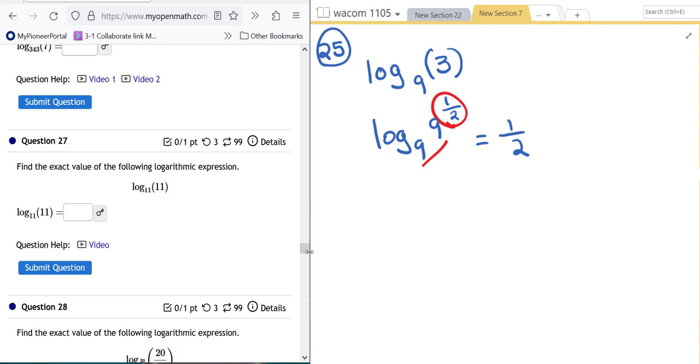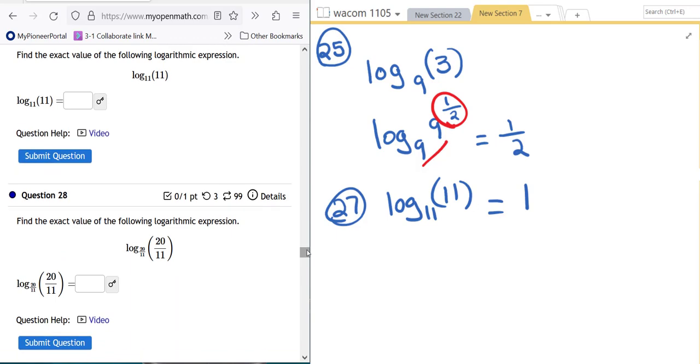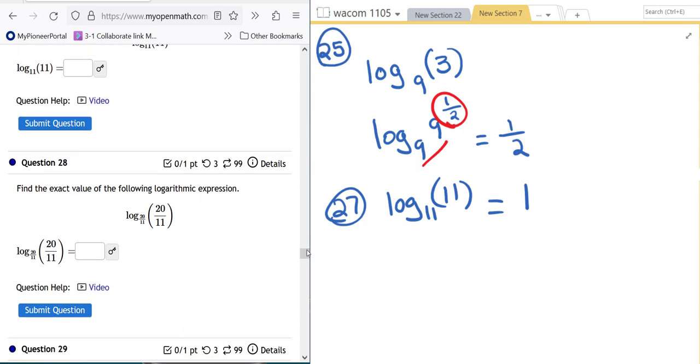This one is actually just a property. Log base 11 of 11 is going to be 1. We don't have an exponent on there. These are already the same. This is 1 with a property. Number 28 looks hard, but it's going to be the same thing. These are the same. It's 1. The answer is 1.